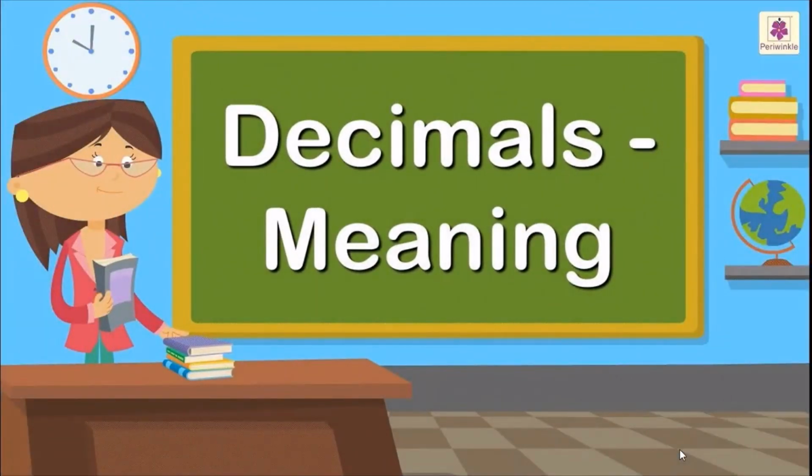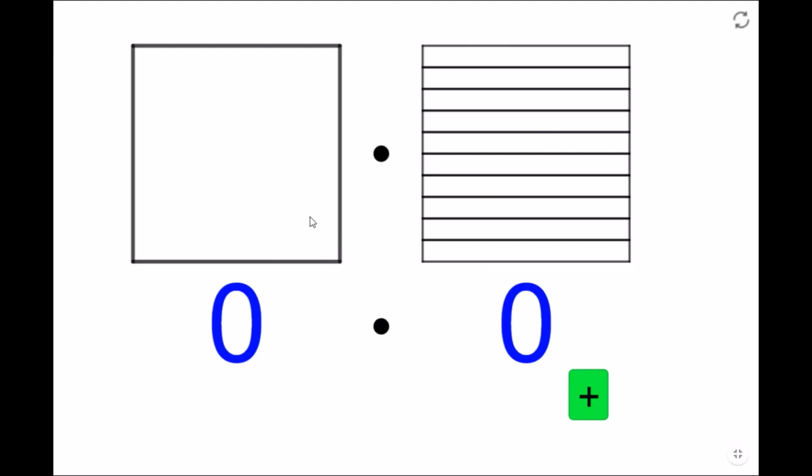Hello everyone, today I'm going to be teaching you about decimals. As you could see here, there is one whole square, and at the other side there is a copy of this square, but it's divided into 10 equal parts. And let's shade one. And now 1 out of 10 is shaded, which means it is 0.1.